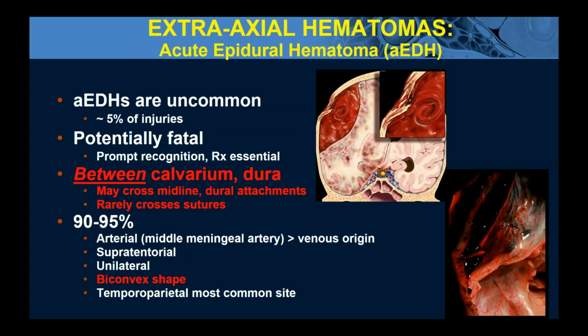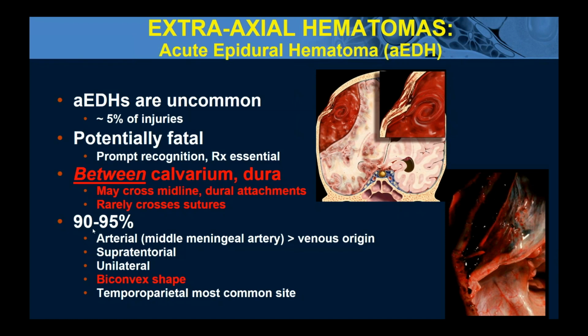This is a potentially fatal injury. Prompt recognition and treatment of it, particularly if it's causing mass effect, is essential. So remember, it's between the calvarium and the dura. It can cross the midline and sites of dural attachments, but rarely crosses sutures. And that's going to distinguish it from the next type of hematoma that we're going to talk about, the acute subdural hematomas. So this is an acute epidural hematoma.